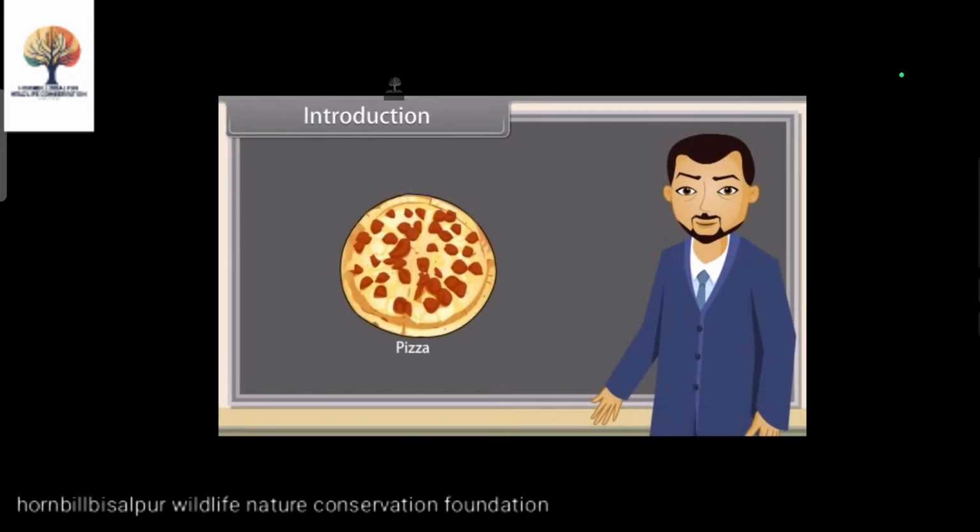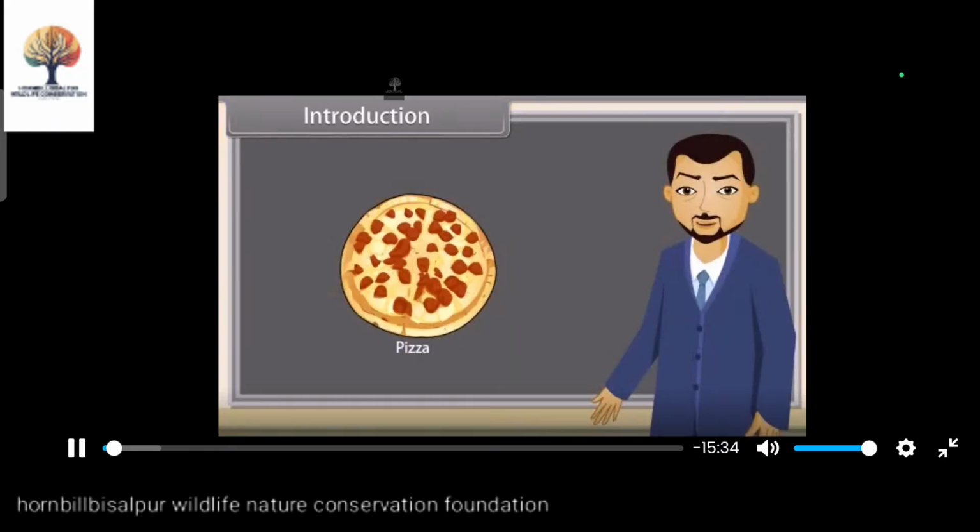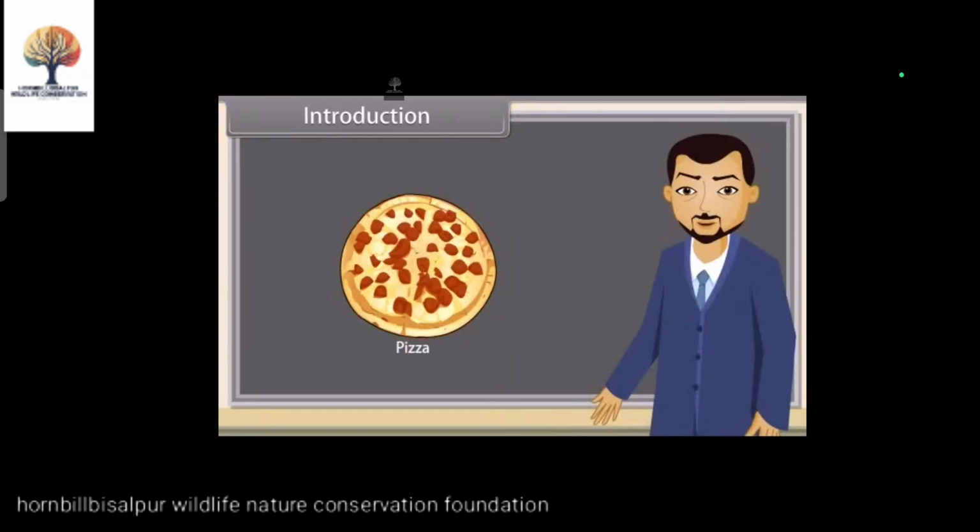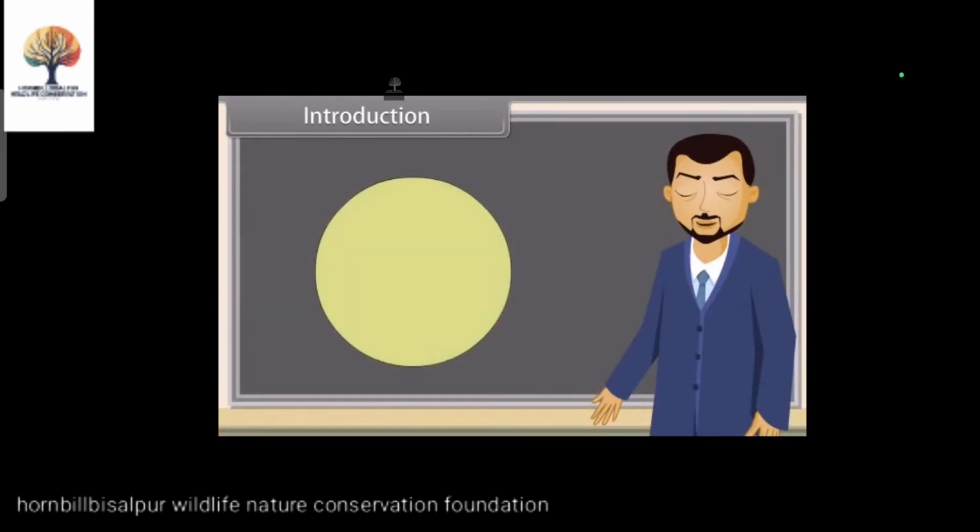Students, look at this pizza. Can we find the distance around this pizza? The answer is yes. We can find the distance around this pizza. And can we find the space inside this circle? Again, the answer is yes.